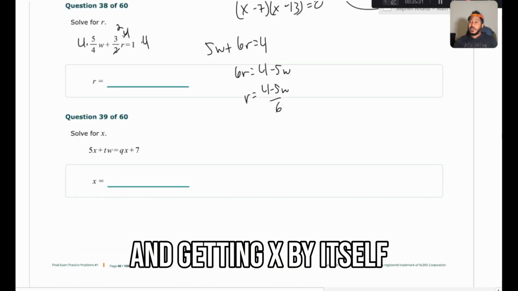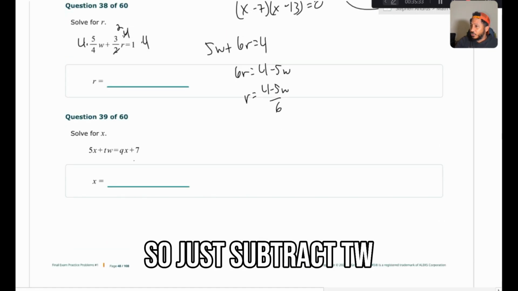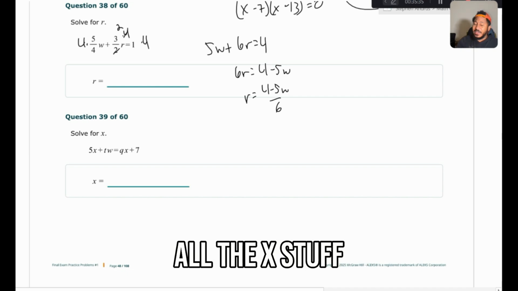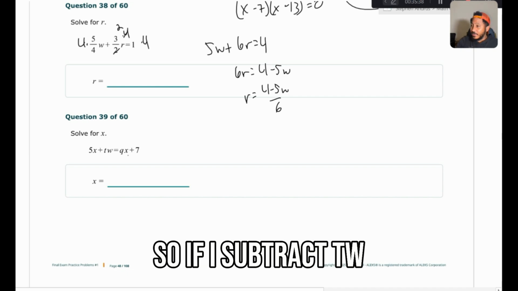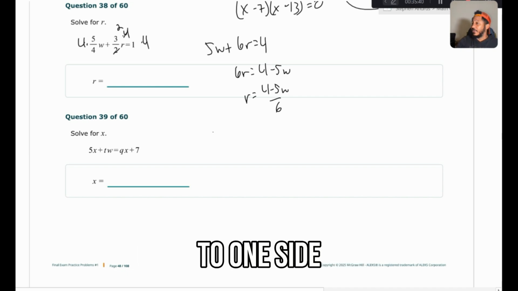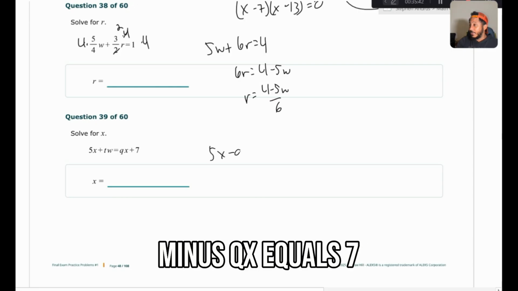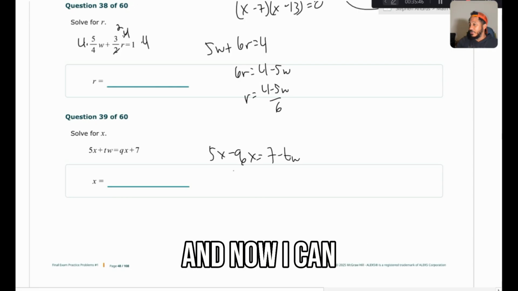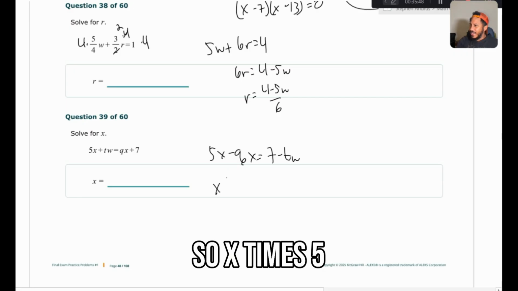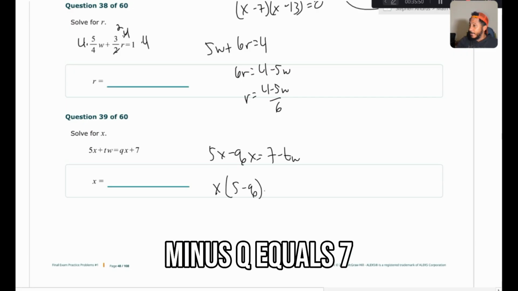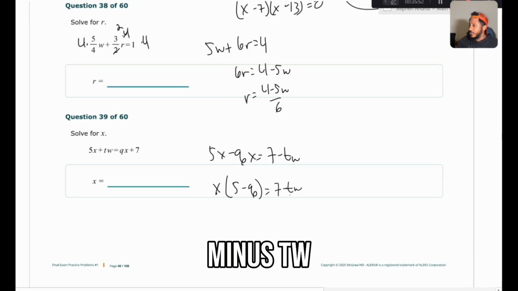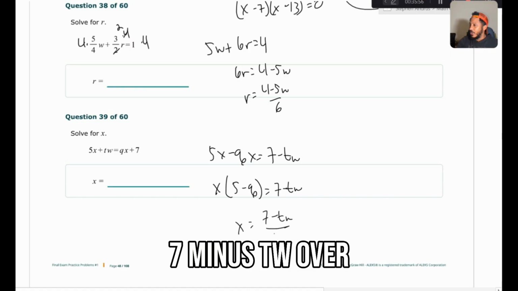Now here we're solving for x, again, x by itself, right? So just subtract tw. We've got to get all the x stuff together first. So after I subtract tw, I subtract qx, to get the x stuff to one side. So this becomes 5x minus qx equals 7 minus tw. And now I can factor out an x, right? So x times 5 minus q equals 7 minus tw. Dividing now, we get x is 7 minus tw over 5 minus q.